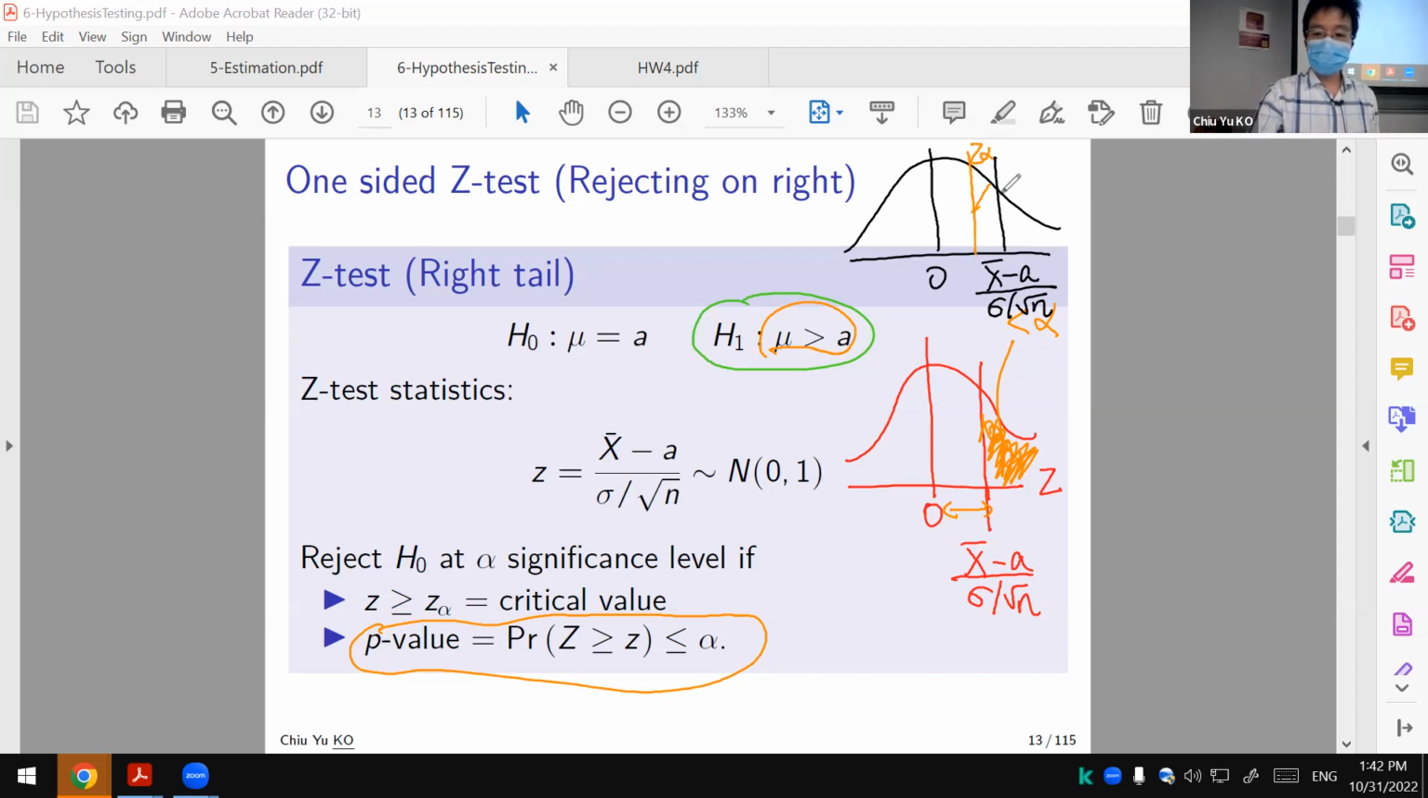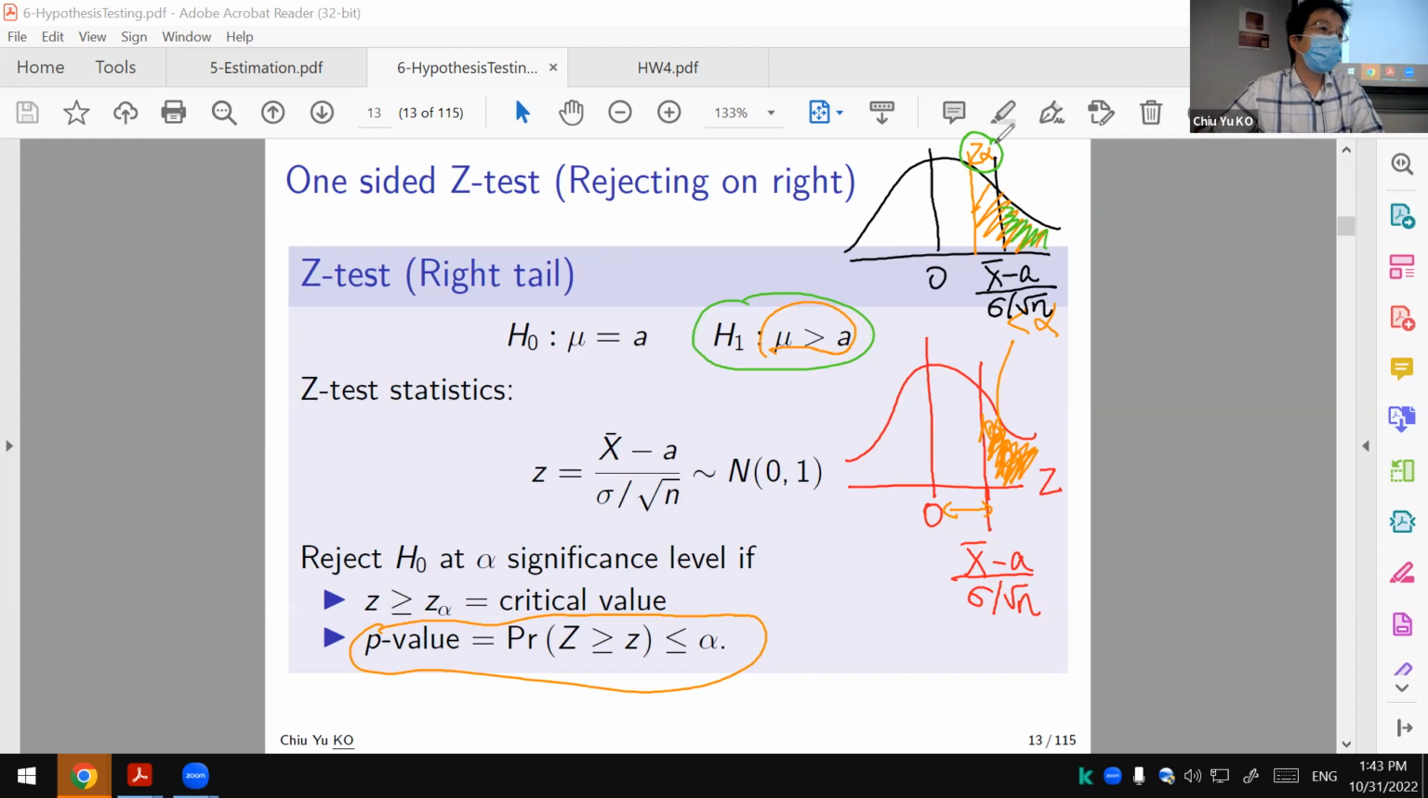If this Z alpha is on the left-hand side of what we're doing, that means that, by definition, this area is less than alpha, right? So we're done. So either you compare the area, or you compare the critical value. This is called the critical value, Z alpha. So these are the two ways that you would work on.